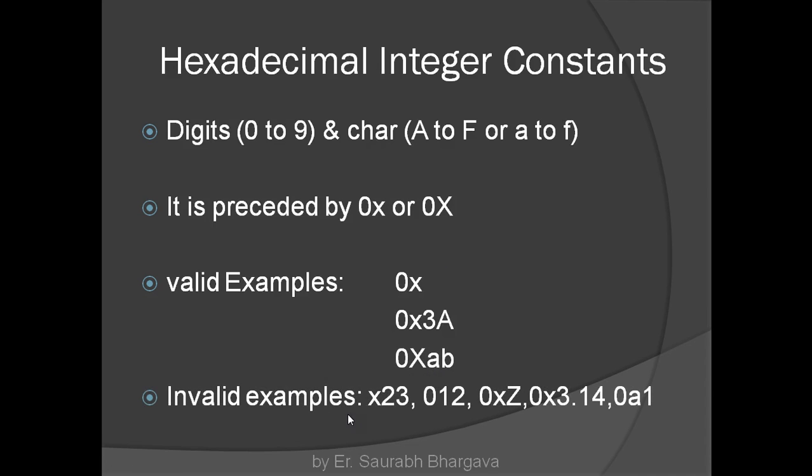Some invalid examples. Here 0 is not available. Here x is absent. In this example, z is out of the range because the range is A to F only. And in this example, floating point value is not allowed. Here x is absent. So these are some values which are invalid.